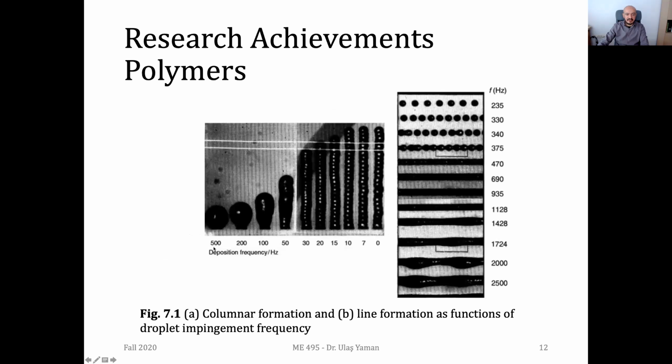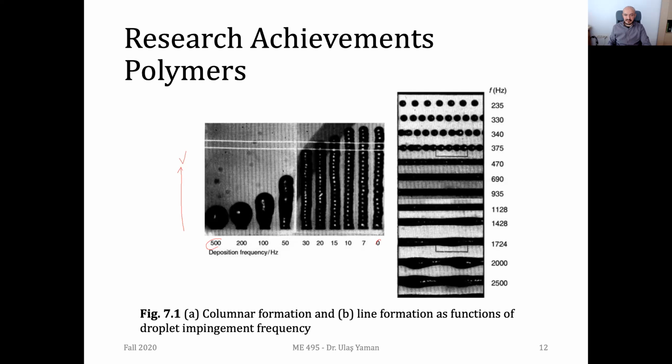As you see here, we have frequencies starting from 0 to 500. In these two examples, we are assuming that the speed of movement is the same. So they are moving at the same speed for all the cases. The only thing is that while they are moving at that speed, they deposit 500 times in a second. Here, obviously, it shouldn't be exactly 0, but at least they are depositing just once. And here, for instance, in a second, they are depositing hundreds of drops on this column.